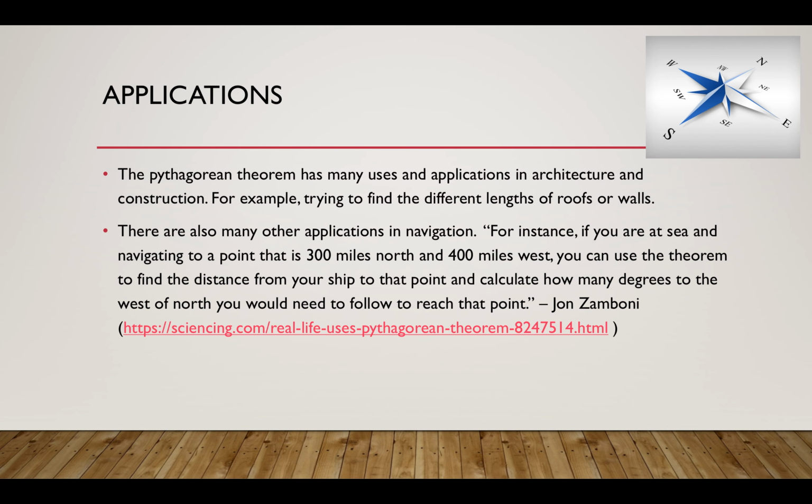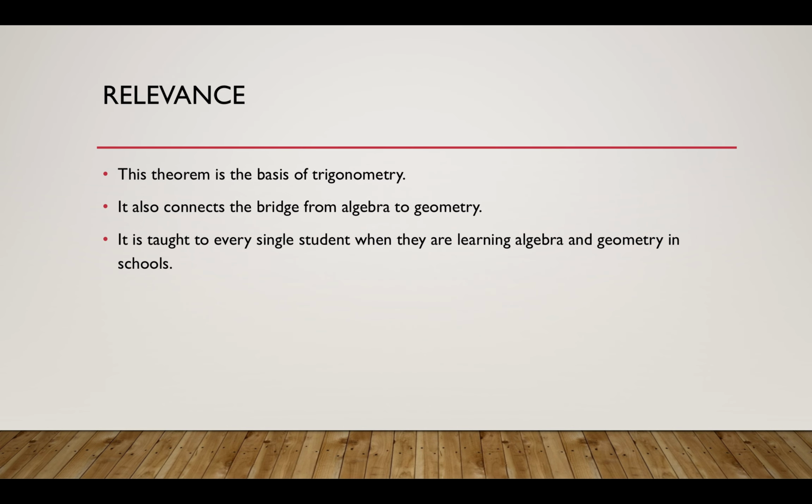They say, for instance, if you are at sea and navigating to a point that is 300 miles north and 400 miles west, you can use the theorem to find the distance from your ship to that point and calculate how many degrees to the west of north you would need to follow to reach that point. So that's just some examples of how we could use the Pythagorean theorem outside of just math.